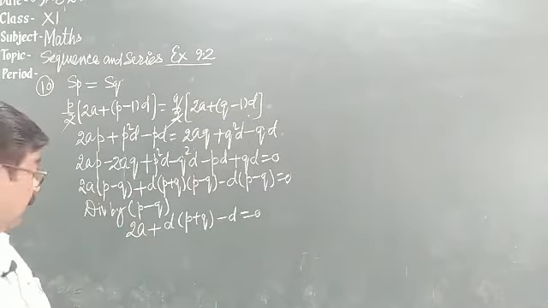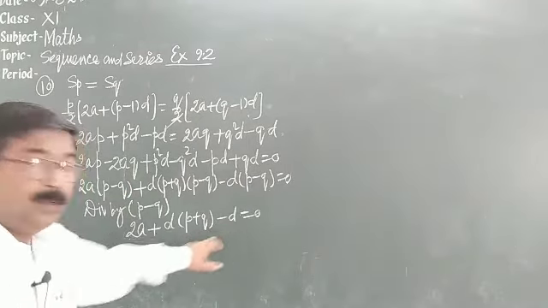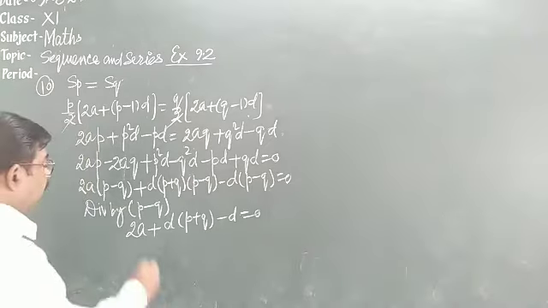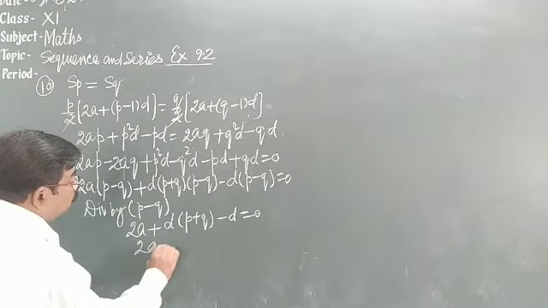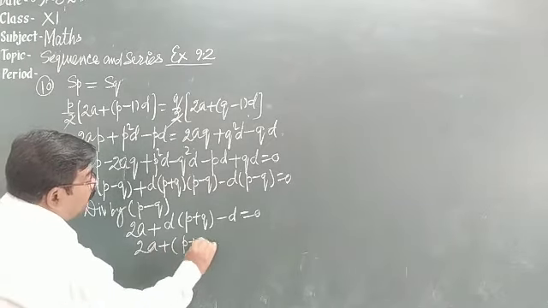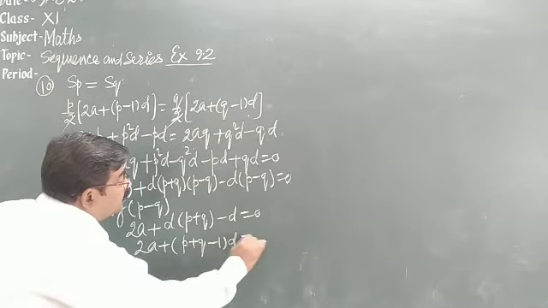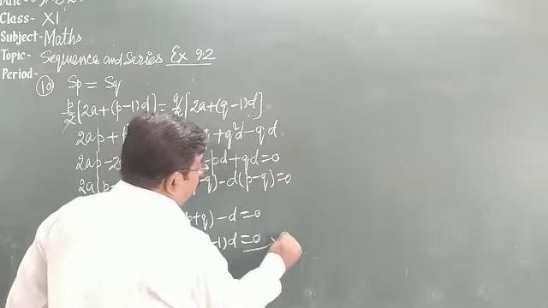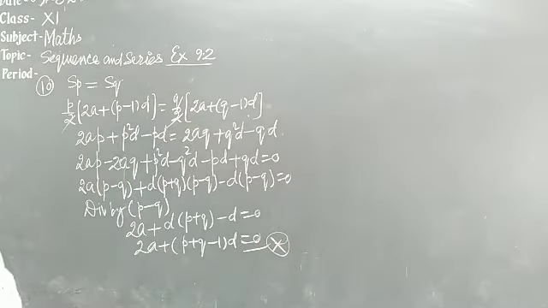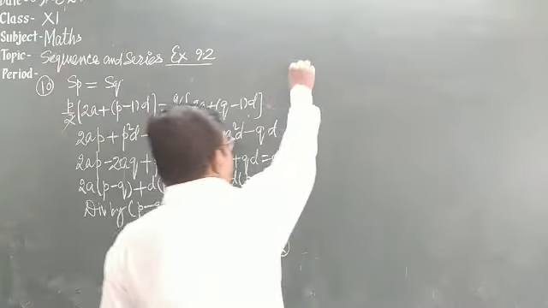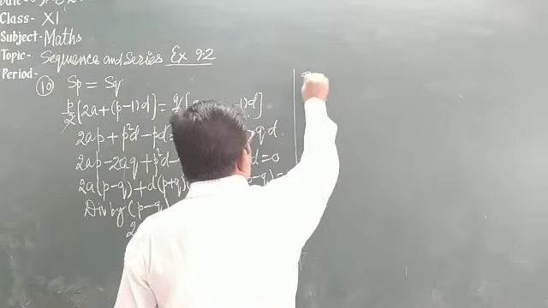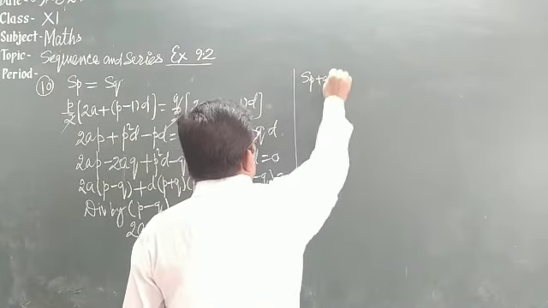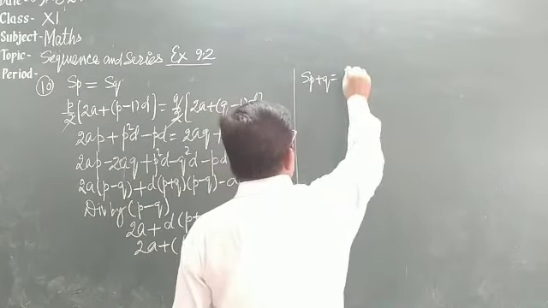Now let's see. Here also D is common. So we can take D common. So we have 2A plus P plus Q minus 1 when D is common equal to 0. Let this be an equation. Now we have to find the sum of first P plus Q terms. So we write here, S P plus Q is equal to what?